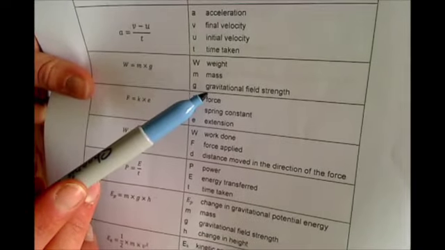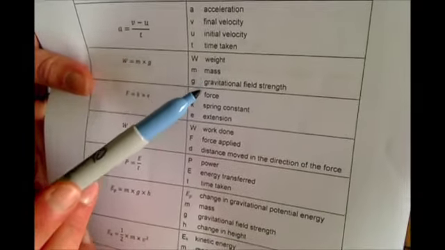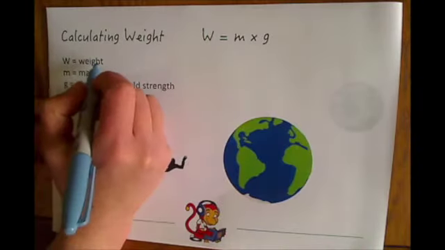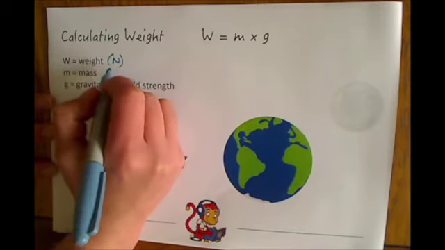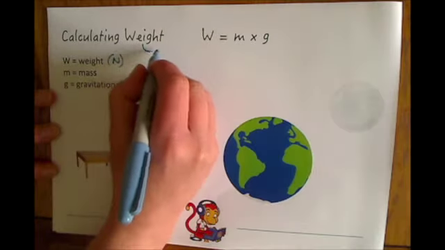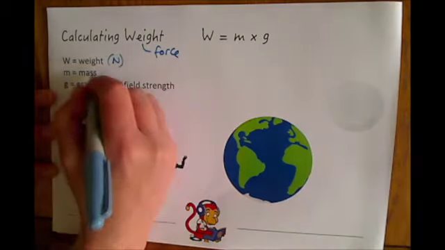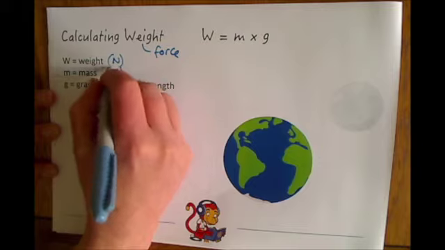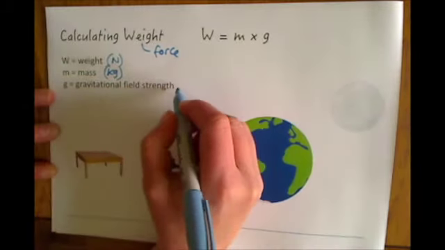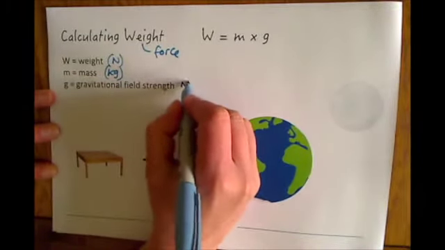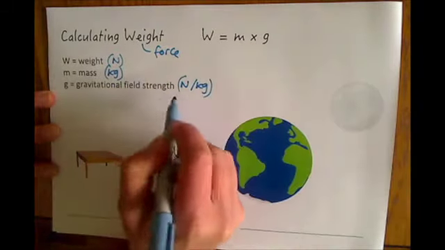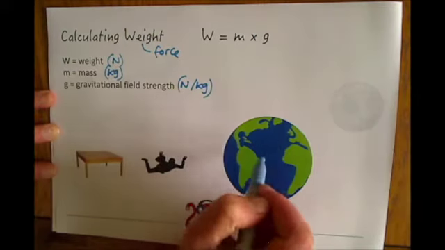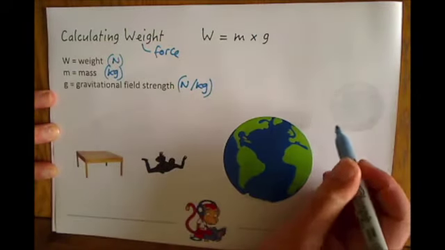What you do need to remember, however, is the units that these three are measured in. So we need to remember these off by heart: weight is measured in newtons because weight is a force. Mass is measured in kilograms and gravitational field strength is newtons per kilogram.